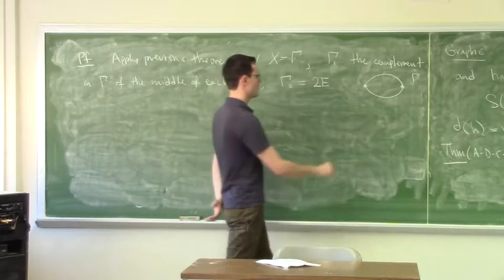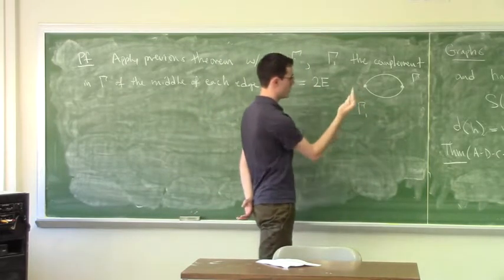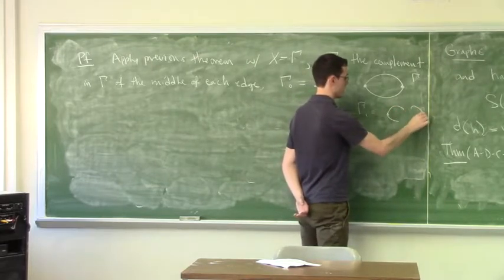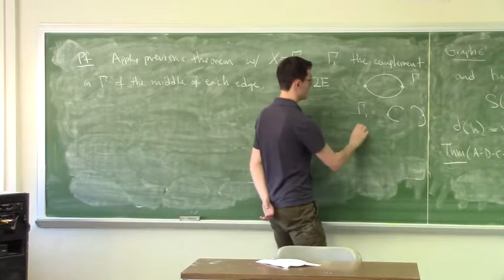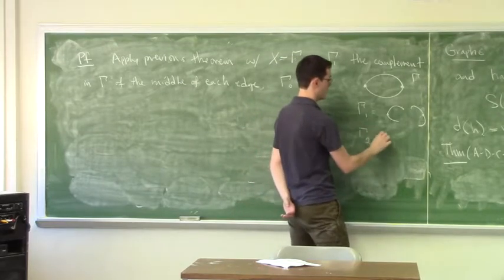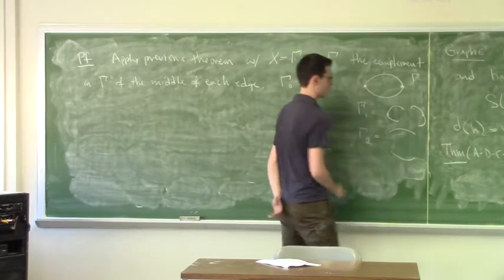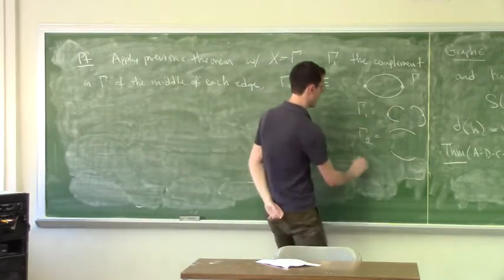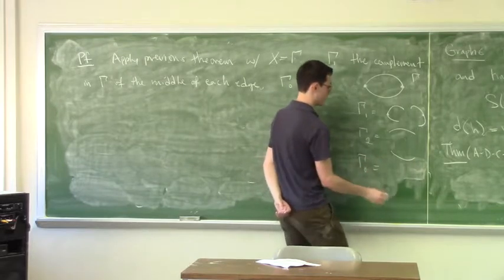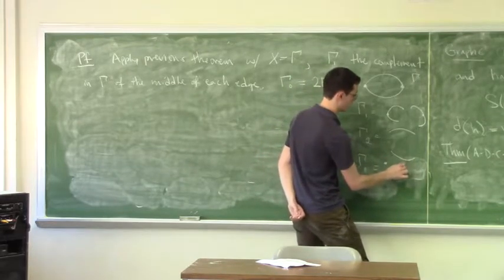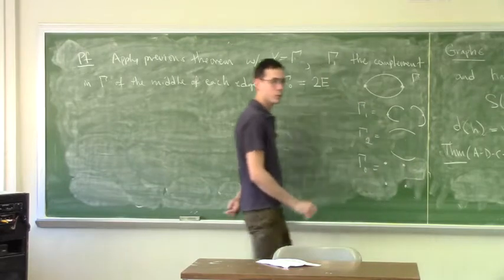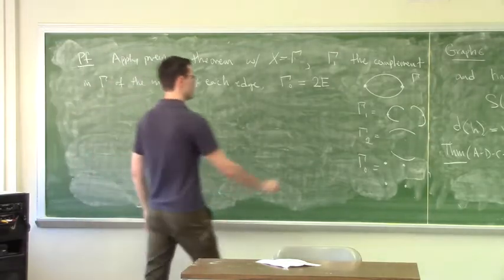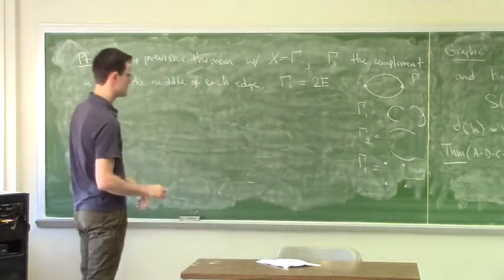So then to get gamma 1, I'm supposed to punch out the middle of each edge. So that's something that looks like this. Gamma 2 is going to be kind of the middle of each edge overlapping a little bit. And then gamma 0 is going to look like two intersection points for each edge. Okay, so that tells you what the decomposition is.